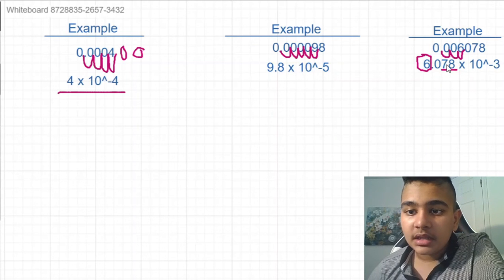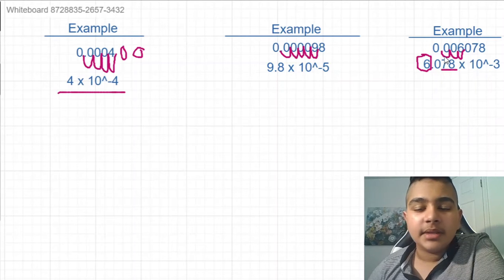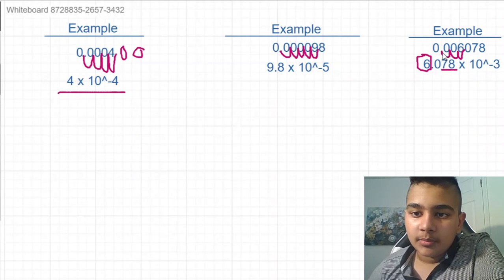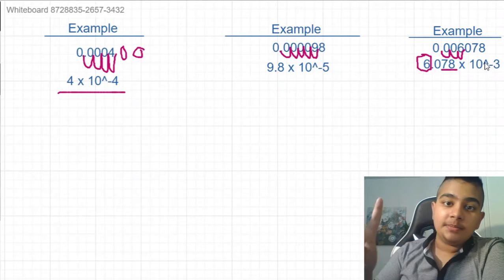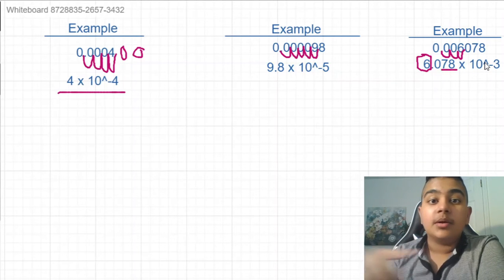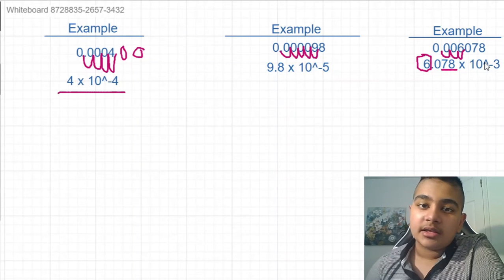So we got something in the units place, but how many places did we move the decimal point? We moved it 1, 2, 3. We put it behind the 6, in front of the 0. So -3, since we moved the decimal 3 places to the right and we made the number bigger. So the original number would be smaller, so it's a negative exponent.